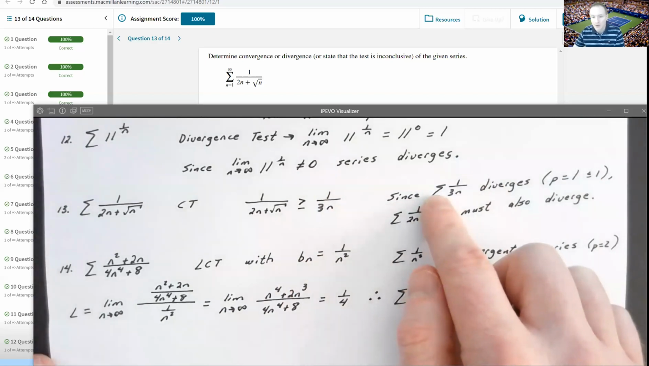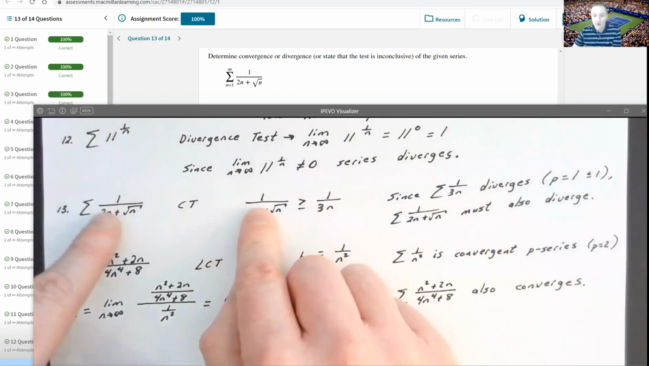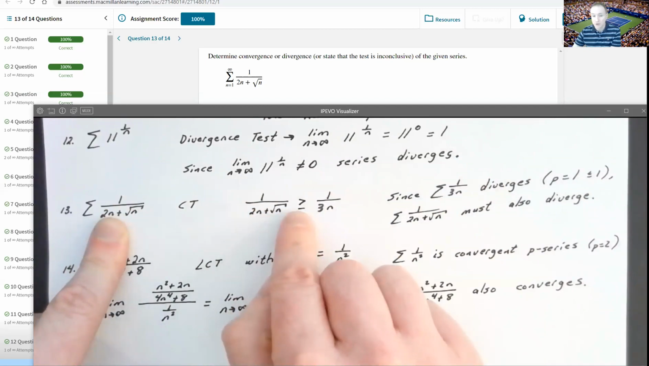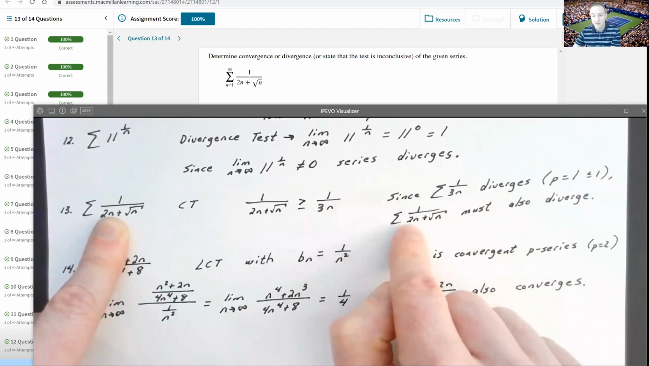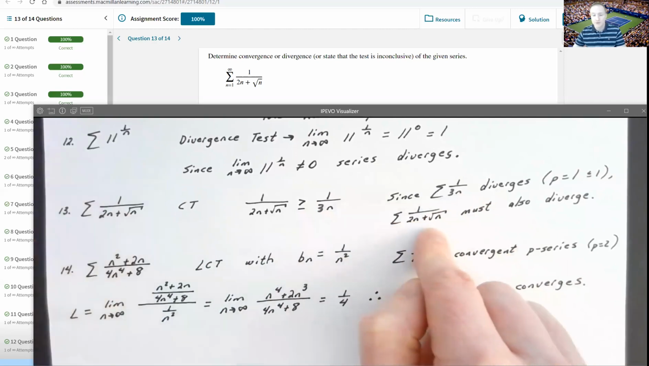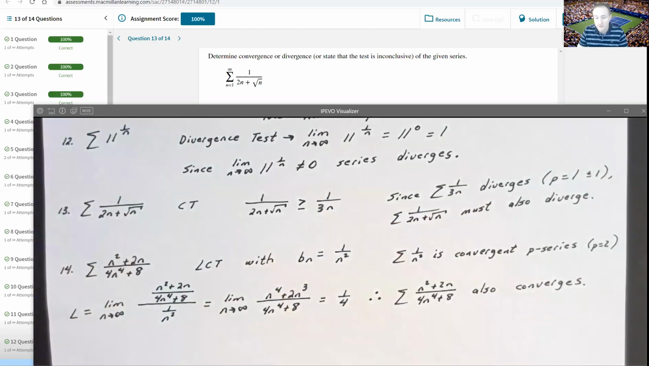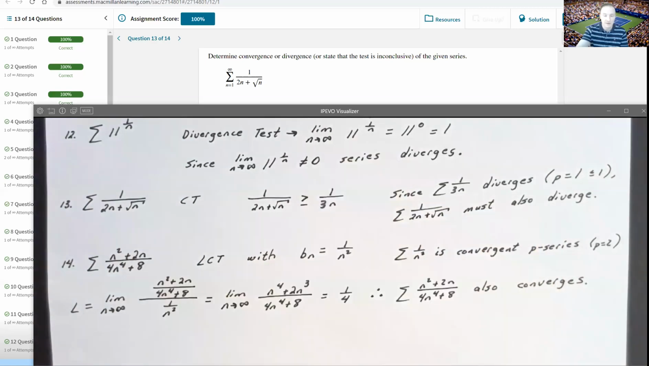Now, what do you know? Well, you know that the series in question is larger than this series that diverges. Then by the comparison test, we can say the series 1 over 2n plus the root of n must also diverge. Since it has a smaller denominator, it's a larger fraction. Larger fractions than a divergent series have to diverge as well.